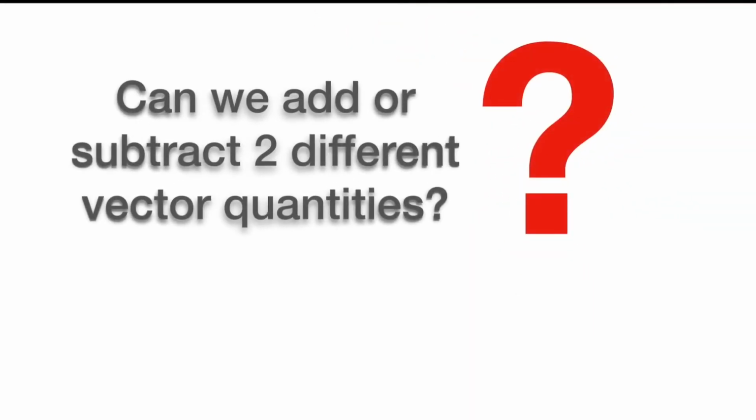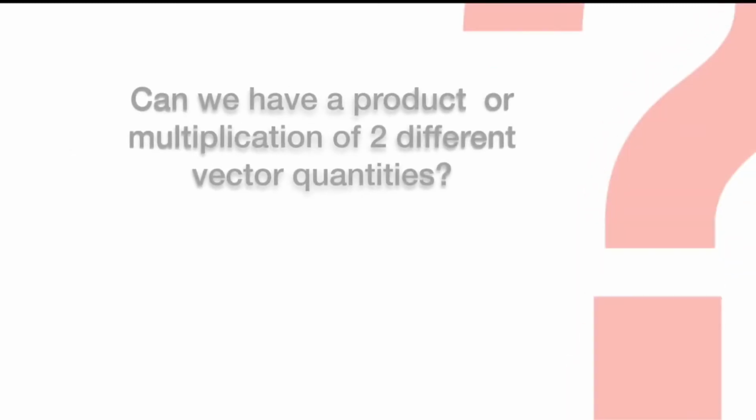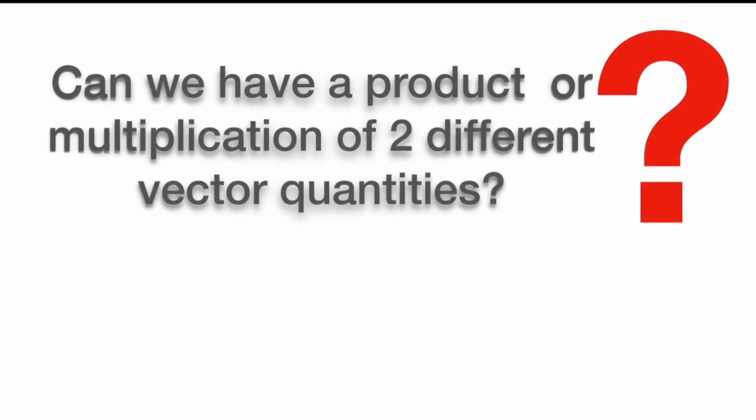Can we add or subtract two different vector quantities, vector quantities like displacement and velocity? Or can we add velocity to acceleration? It doesn't make any sense to add or subtract two different physical quantities. But what about the product or multiplication of two different vector quantities?